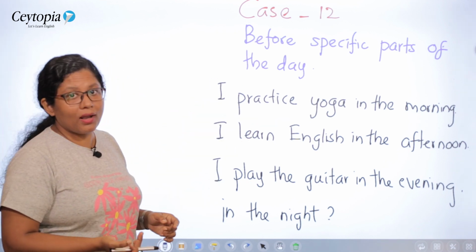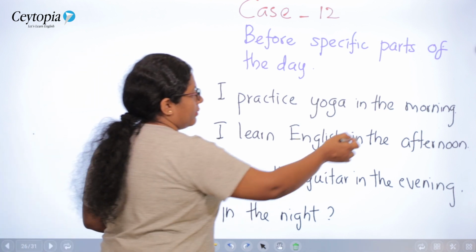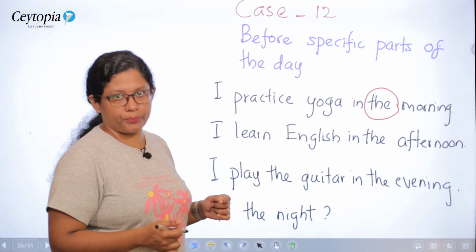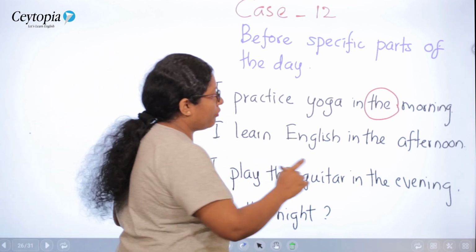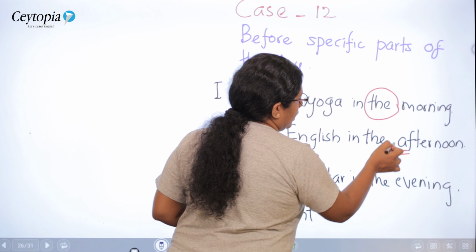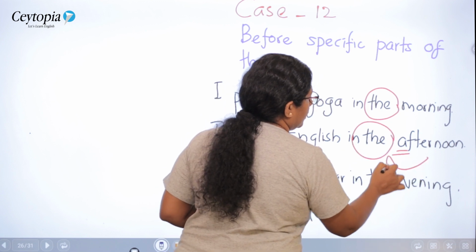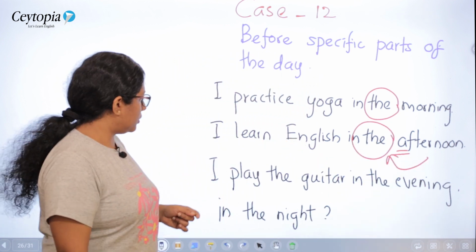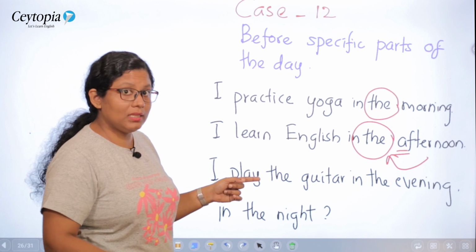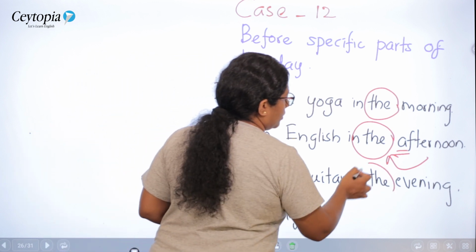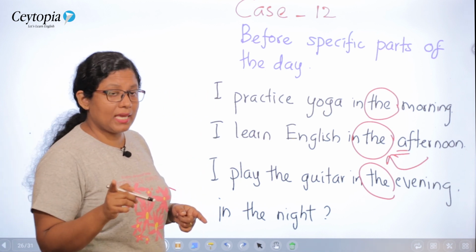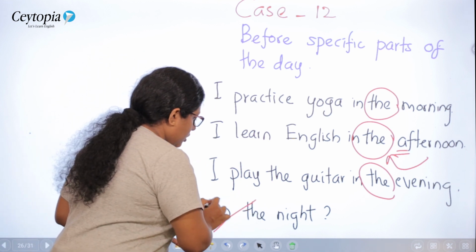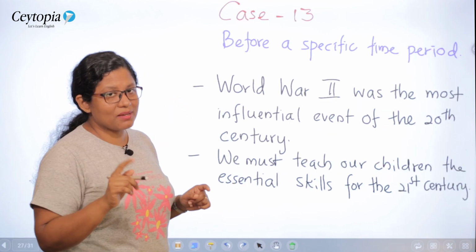I practice yoga in the morning. The. We don't say in morning. I learn English in the afternoon. The afternoon. Because of the vowel here, you use the before the noun. In the afternoon. I play the guitar in the evening. The evening. But there is an exception. You never say in the night. You say at night.